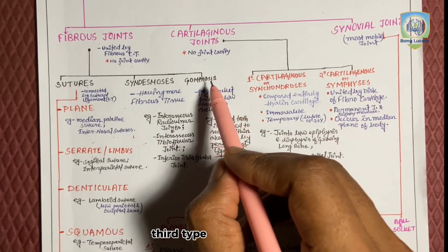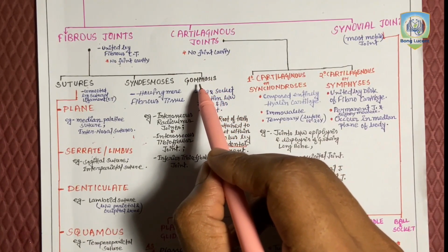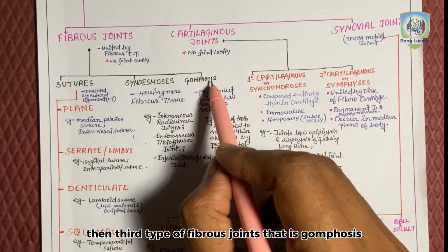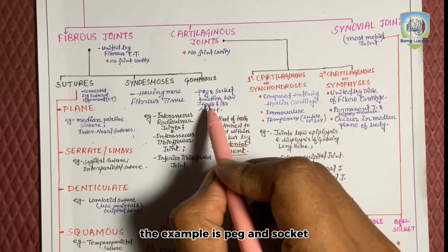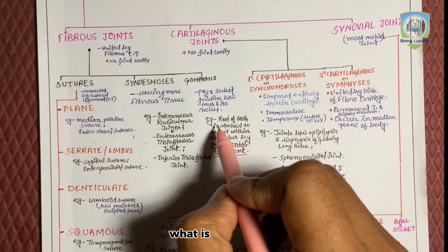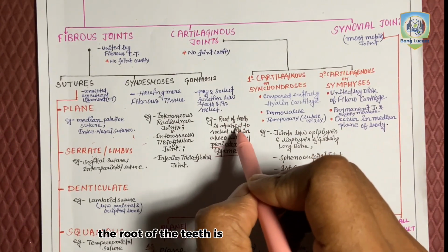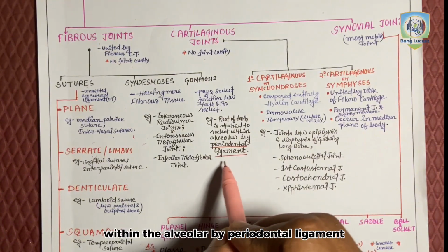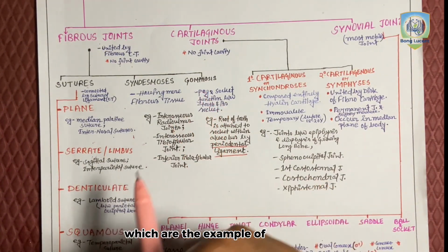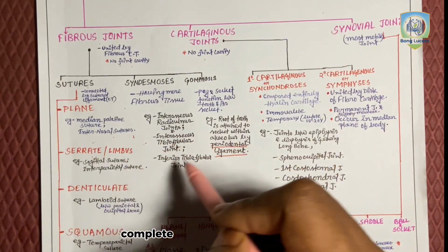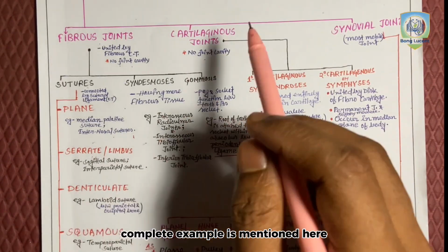Then the third type of fibrous joint is composite. The example is the peg and socket junction between the tooth and its socket. We know the root of the tooth is attached to the socket within the alveolus by the periodontal ligament. This is the example of composite. So fibrous joints are over, and here all of the examples are mentioned completely.